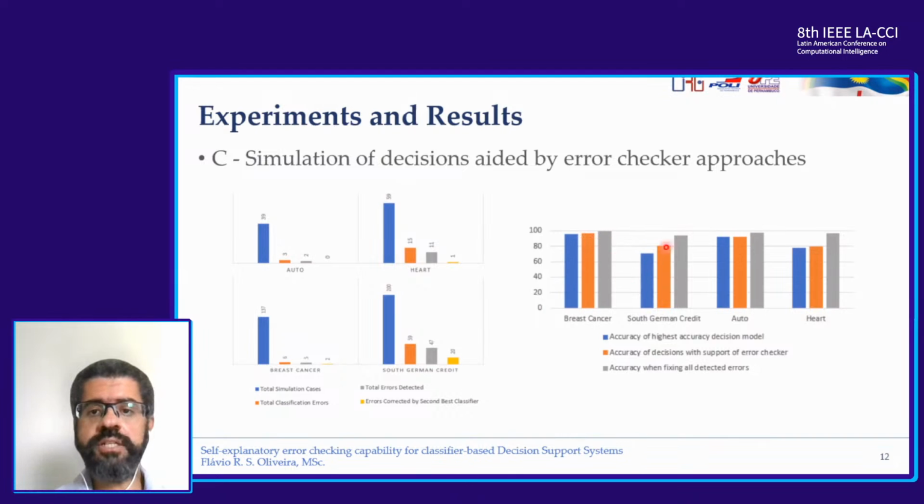And the gray bars here present the impact on accuracy, the gains of accuracy, if we could have fixed all the detected errors. And these values are really interesting and suggested to us that the error checker approach for these studied data sets could be promising.